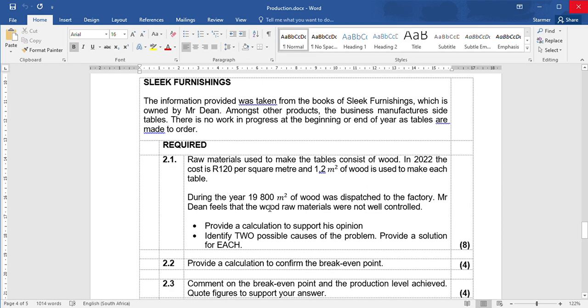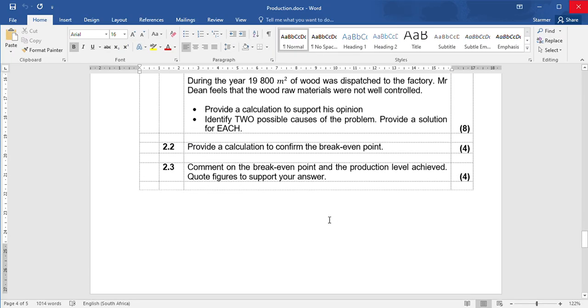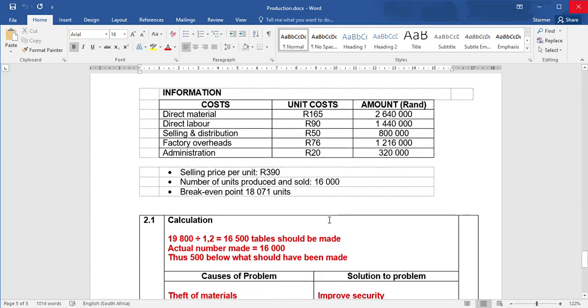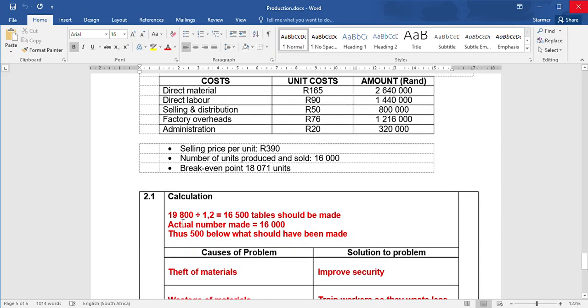During the year, 19,800 square meters of wood was dispatched, but Mr. Dean feels that the wood raw materials were not well controlled. Provide calculations to support his opinion. Okay, if you have a look here, if you take your 19,800 divided by the 1.2 that it costs used to make each table, you should have made 16,500 tables.